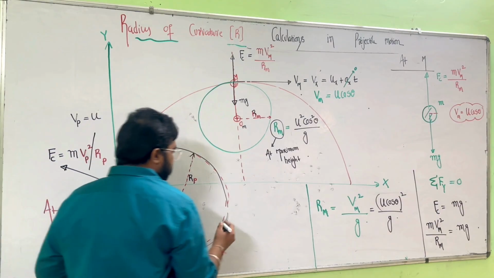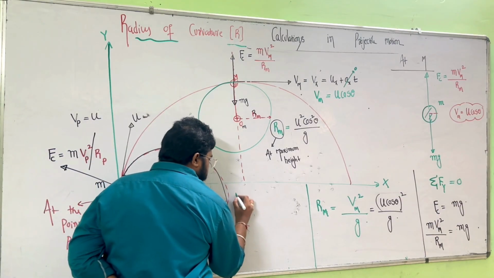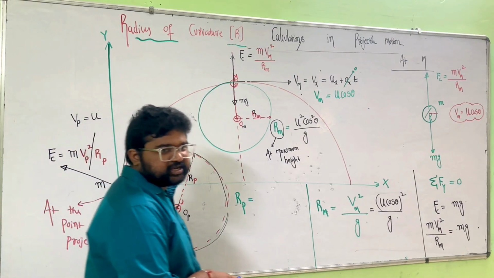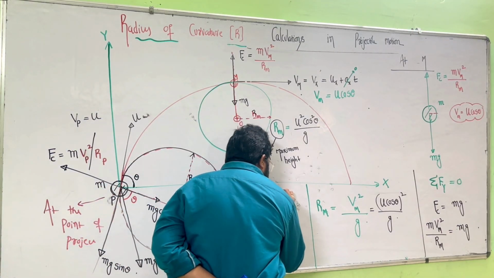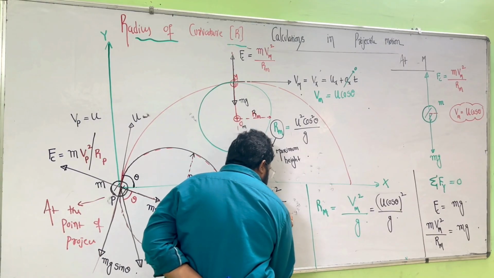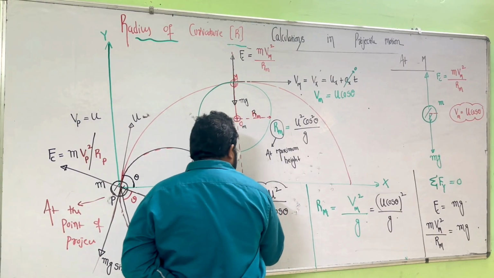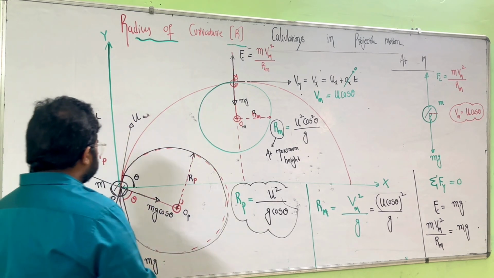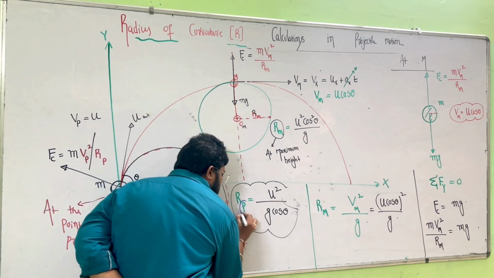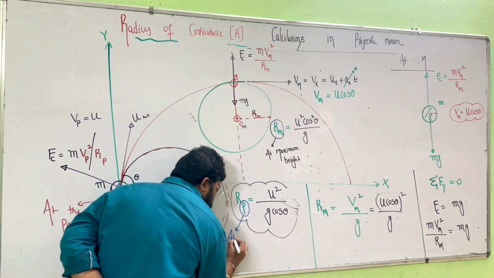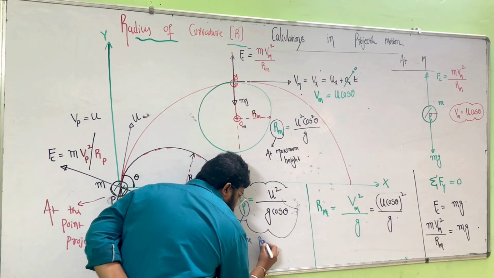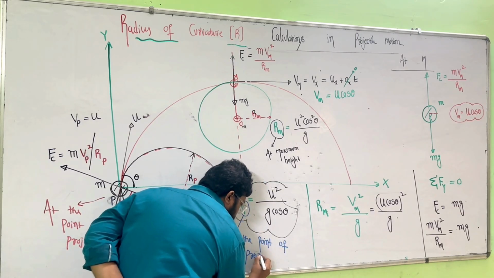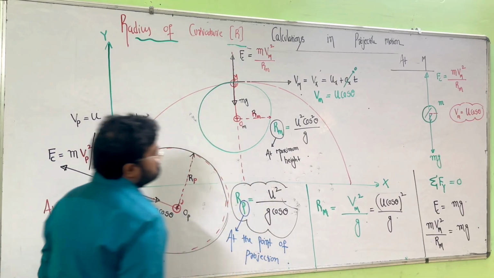So here, what is obtained at P, at the point of projection? U square by g cos theta. So this is the radius of curvature at the point of projection.